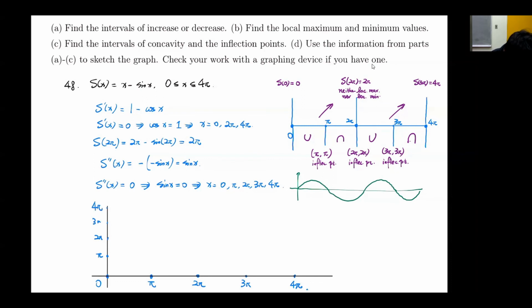So we know that the function will pass through (0, 0), (pi, pi), (2 pi, 2 pi), (3 pi, 3 pi), and (4 pi, 4 pi). Okay, so these are the special points over here.